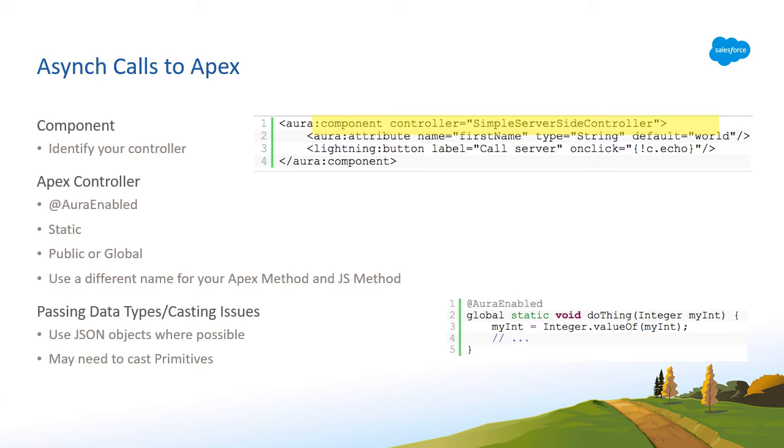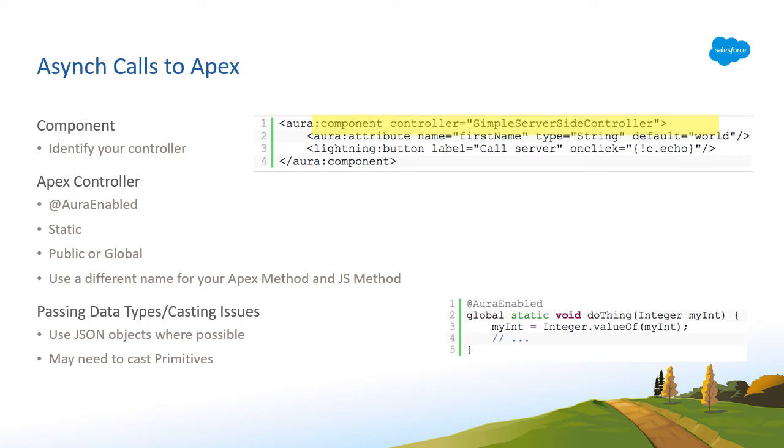Passing data types and casting. Again, you want to be thinking about how can I make this call to the server as lightweight and concise and quick as possible. If I have a whole list of S objects, that could be a really big payload. But maybe I only need a couple of things off those S objects. So you want to think about whether you can cast that into a JSON object.